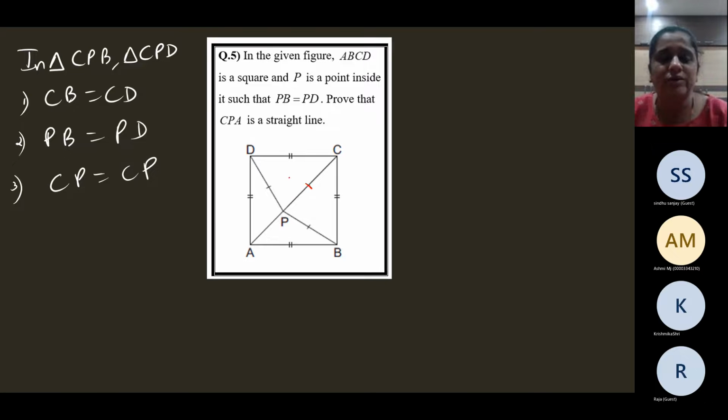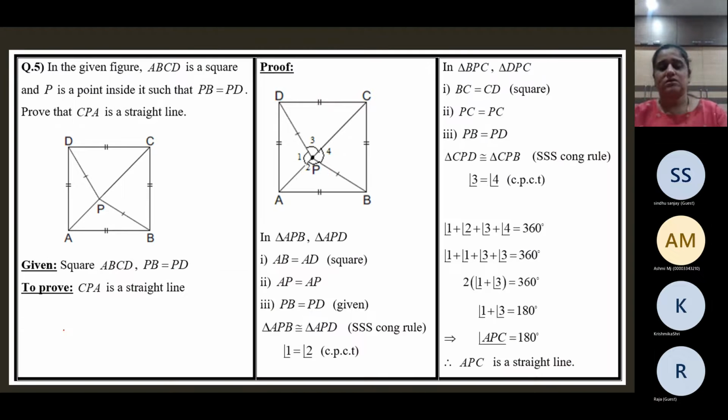So CP is a common side. Now, when you take up these two triangles, this is the common side. This side is equal to this side because all sides of a square are equal, and it's given that PD is equal to PB. So again, SSS rule, the triangles are congruent. CPCT, you will have this angle is equal to this angle. That's all it is. And then you should use this: sum of all the angles around a point. Maybe you can write that. Sum of all angles around a point is 360 degrees.